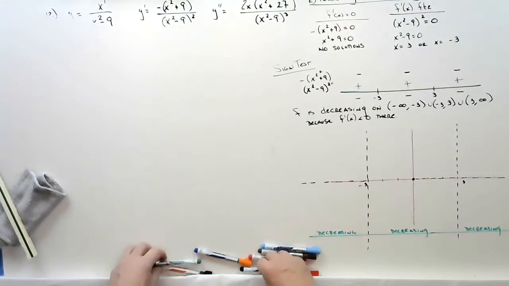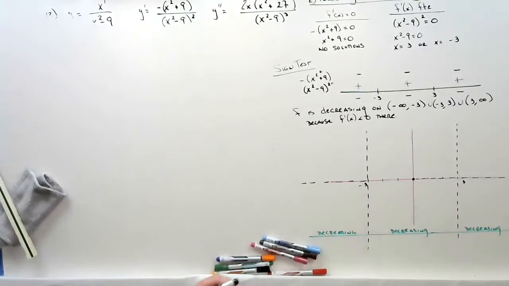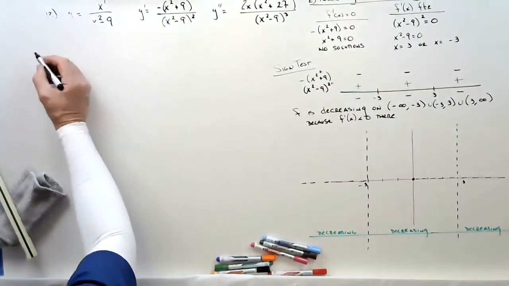Now, our next step, right? Our next step after step E, step F, is local mins and local maxes.